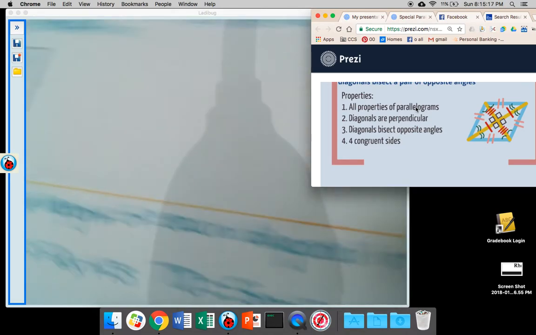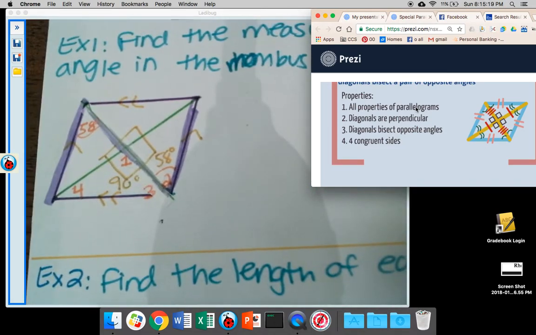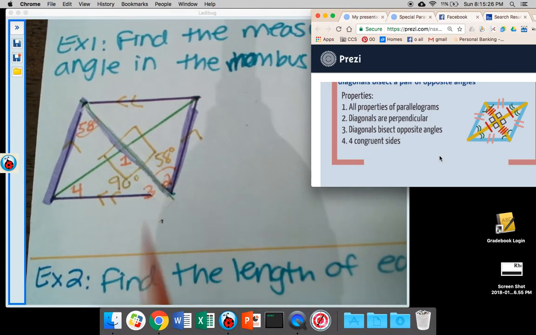58 degrees. Alright, now, using angle 2, can I use one of these nifty properties over here to help me maybe find angle 3? Well, you guys are thinking in the correct direction. So, angle 2, if you look here, diagonals bisect opposite angles, which means when the diagonal hits the angle, bam, it cuts it in half, it makes two congruent angles.